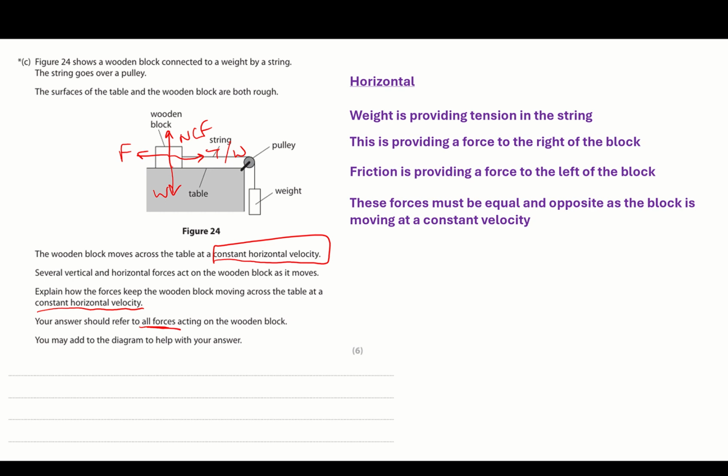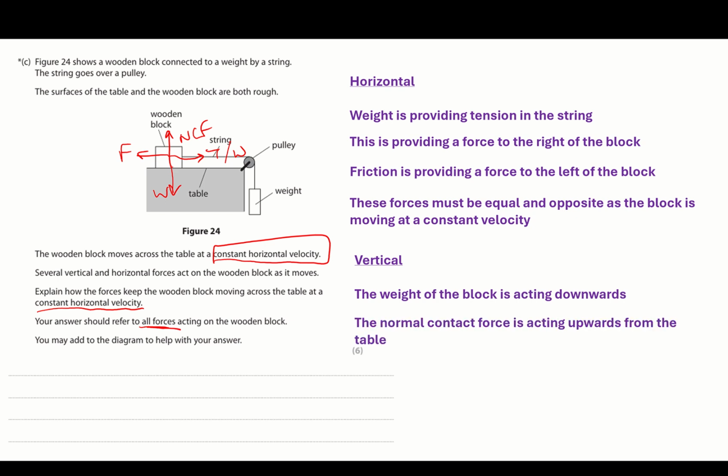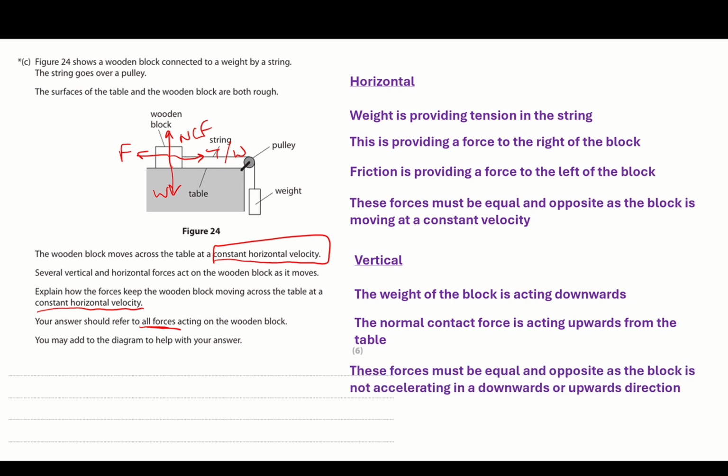That's horizontal done. So vertical, the weight of the block is acting downwards. The normal contact force is acting upwards from the table. These forces must be equal and opposite as the block is not accelerating in a downwards or upwards direction. And that's it. So it looks really complicated, but it's quite a nice question. But students did mess that up quite a lot.